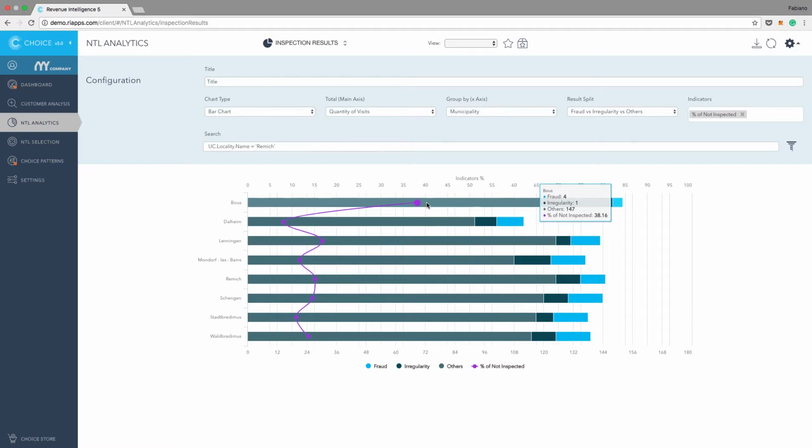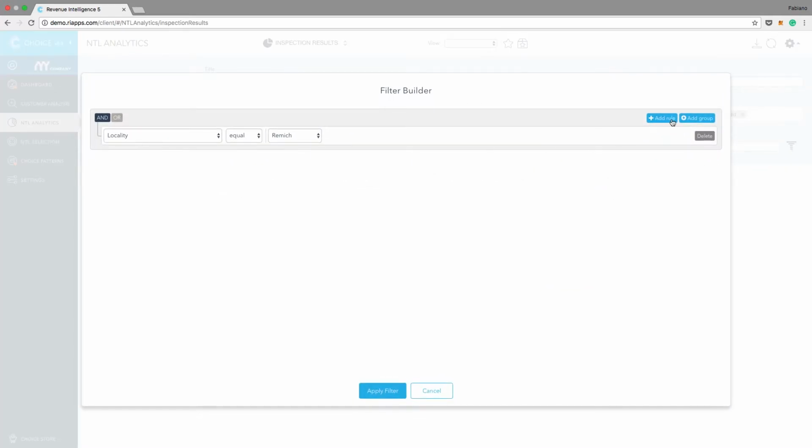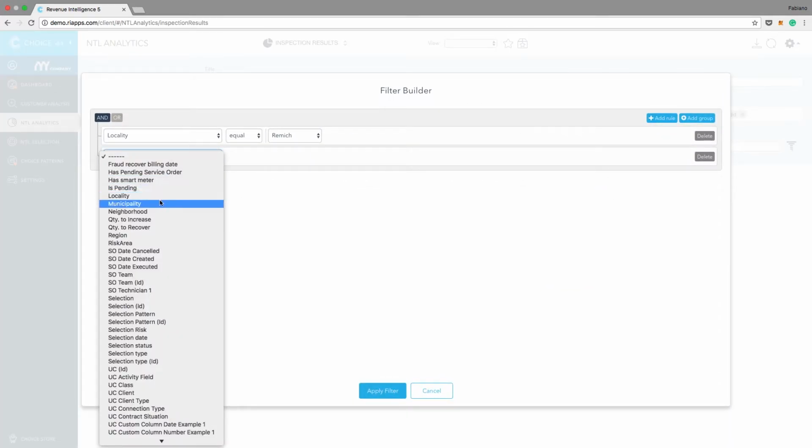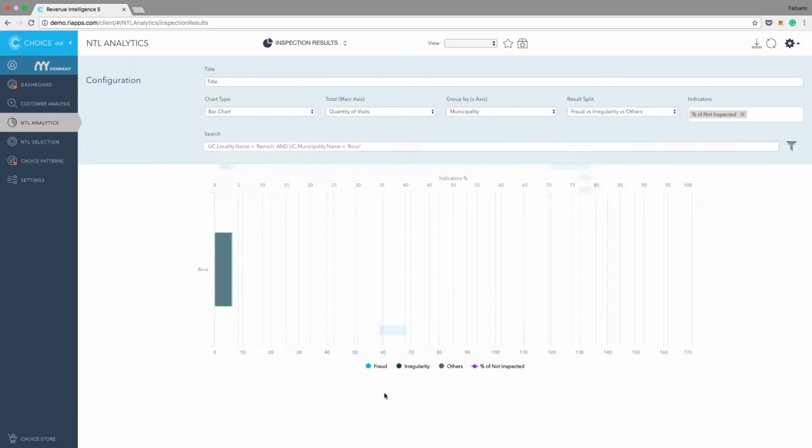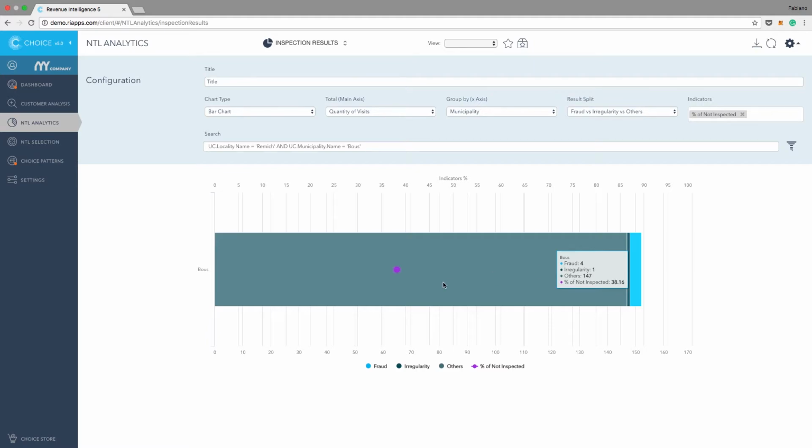It's much higher than the others. We can see that even in Remish the range for non-inspected is between 8 and 16, but we have 38% of non-inspected here in Boos. So let's filter to Boos and check what is happening there. Let's add another filter, municipality Boos. Okay, apply filter. Now we have the 38% of non-inspected there.